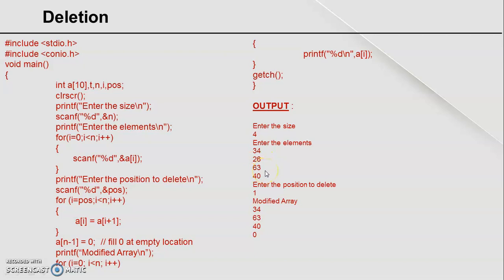Now in this case, instead of shifting elements one position ahead, we need to shift them one position behind. Means if I delete 26, 63 will come at the place of 26, and 40 will come at the place of 63. The last place will be vacant. Then it is up to us how to deal with it. So this is the logic for shifting each element one position behind. A of 2 will go to A of 1, A of 3 will go to A of 2, and likewise this process will continue. Over here we are filling the last empty location with 0 so that we can observe it. After performing deletion, my output is 34, 63, 40 and the last element is 0.